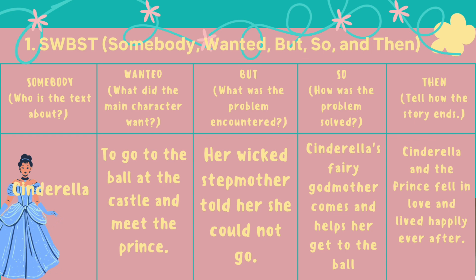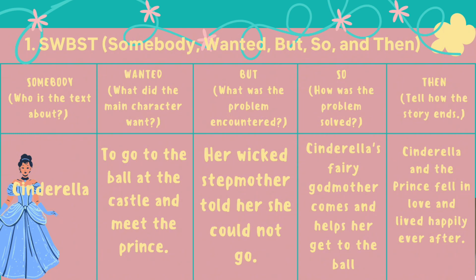B stands for but. What is the problem? Cinderella's evil stepmother told her she could not go. S stands for so. How did the character try to solve the problem? Cinderella's fairy godmother comes and helps her get to the ball. T stands for then. How did the story end? Cinderella and the prince fell in love and lived happily ever after.